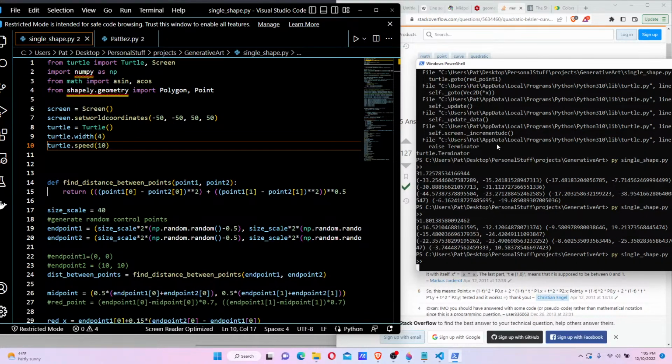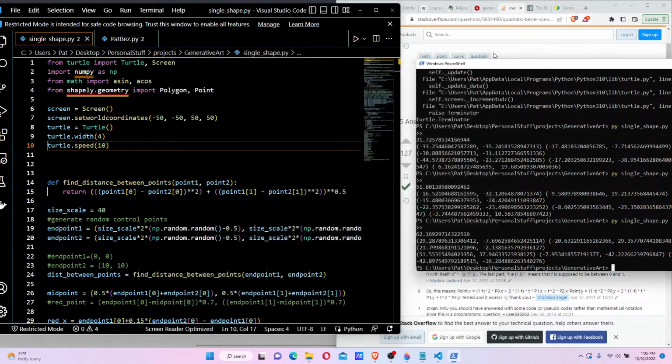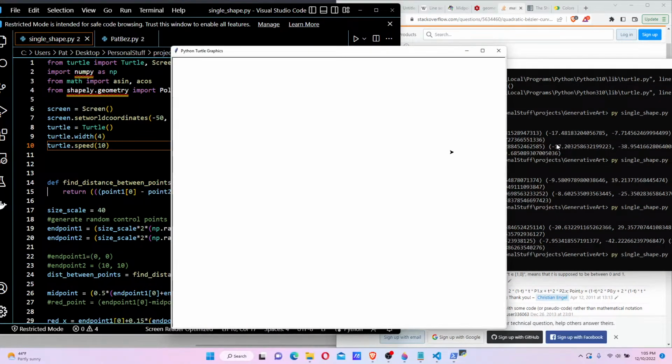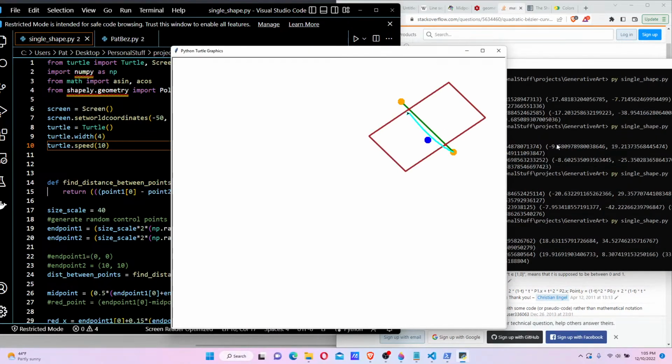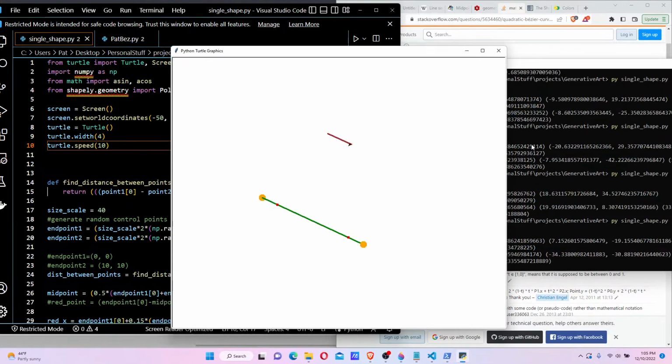So maybe I could demonstrate that here. There you see, again, when it's really close to the midline, it doesn't look good. So there's going to need to be an inner bounding box. Something like that says, okay, the control point has to be outside of the inner bounding box. And draw it again. Nice. Nice.